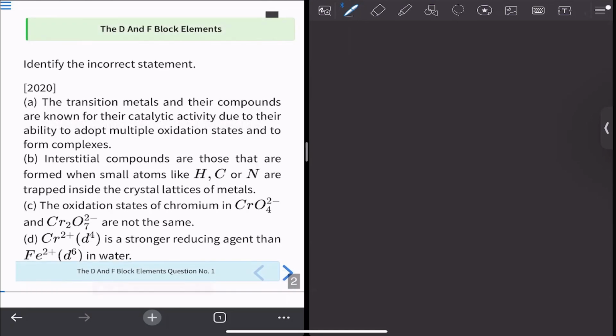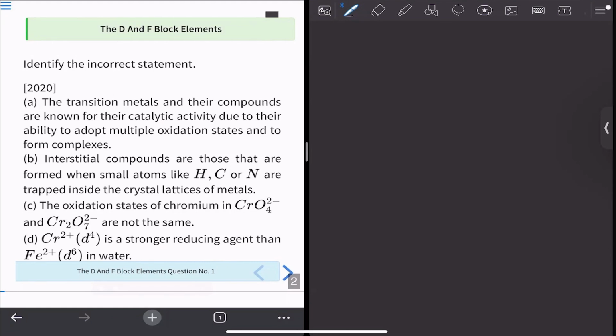So let me start with the first question. The first question is: identify the incorrect statement. Option one: the transition metals and their compounds are known for their catalytic activity due to their ability to adopt multiple oxidation states and to form complexes.